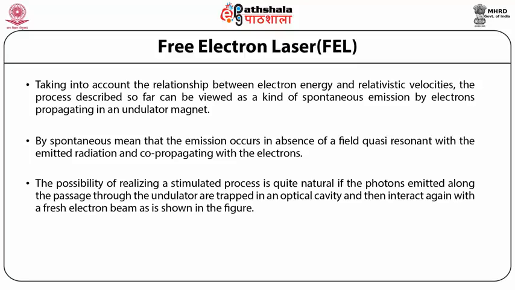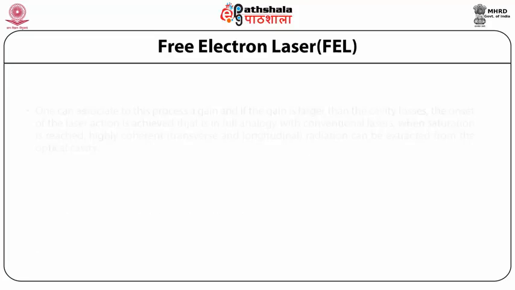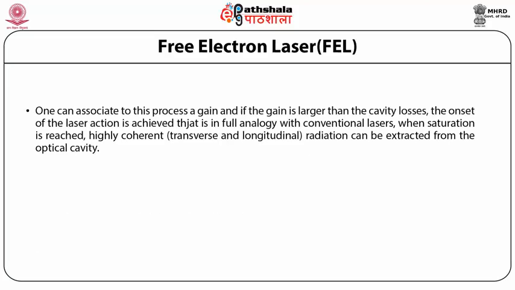the undulator are trapped in an optical cavity and then interact again with a fresh electron beam, and these electrons are forced to emit stimulated synchrotron radiation. One can associate to this process a gain, and if the gain is larger than the cavity losses, the onset of laser action is achieved, which is in full analogy with conventional lasers. So when saturation is reached, highly coherent radiation can be extracted from the optical cavity.